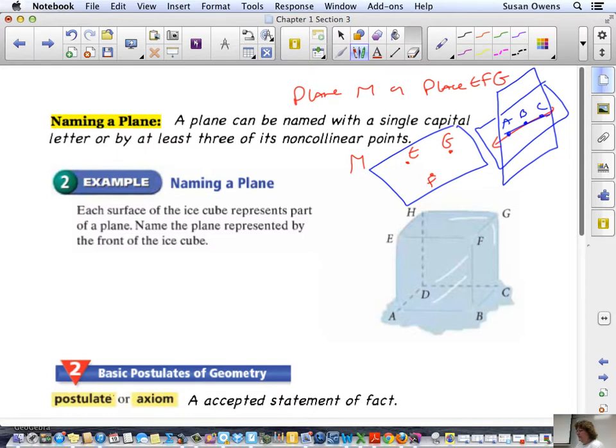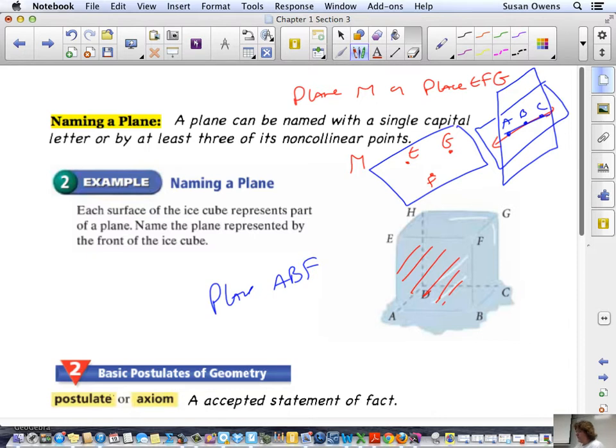Okay, so an example: each surface of the cube represents part of a plane. Name the plane represented by the front of the cube. If I take a look at the front of the cube, there are 4 points listed: E, F, B, and A. As long as I use 3 of those, I can name the plane. So I'll call this plane ABF. Make sure you put the word plane.